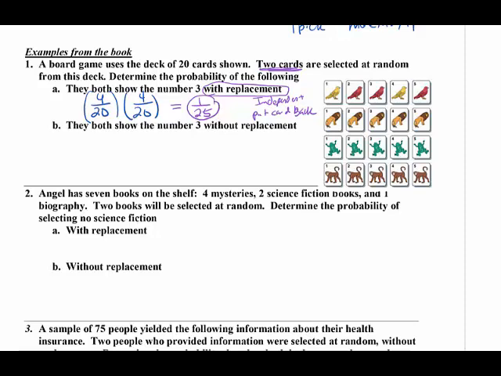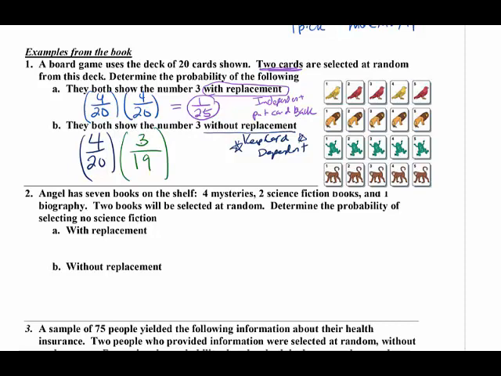B says they both show the number 3 without replacement. Without replacement means I keep the card, so it will affect my second pick. This is dependent. So the probability that the first one is a 3 stays the same no matter what, because it's starting with the original deck of the cards shown. So we have 4 threes out of 20. But I am keeping the card, so I'm keeping a 3 out. So now there are 19 cards left, and out of those 19 cards, only 3 of them are 3s.